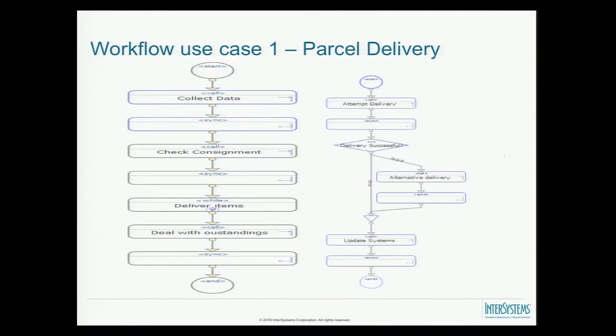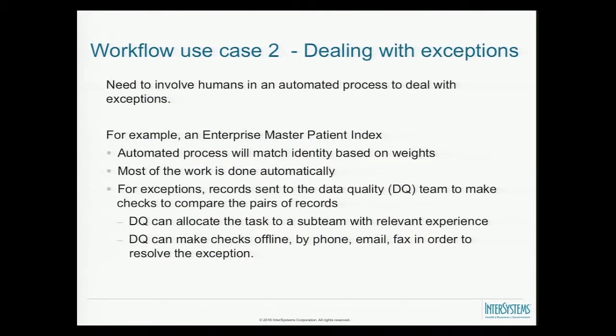Another example, which is slightly different, is dealing with exceptions. So an example of which is an enterprise master patient index. An enterprise master patient index in the world of healthcare is fundamentally a system that holds patient identity. So I have patient data in a variety of different systems, my laboratory system, my hospital systems. That patient data in terms of demographic information, addresses, names, dates of birth, might be different for a variety of reasons. It could be that people have got married and they've changed their surname.